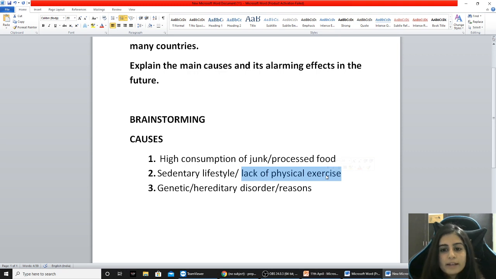For me, a better reasoning for sedentary lifestyle or lack of physical exercise would be that they prefer staying indoors, glued to their screens and watching movies or playing video games online rather than outdoor sports. Okay. Cool. Good job, guys. You've almost covered everything. Now let's move on to the effects.